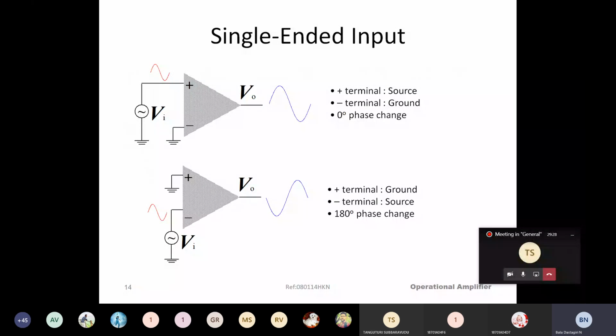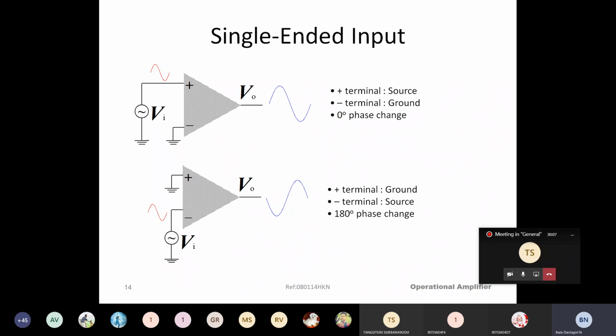Next, whatever op amp we have seen here is the single-ended input op amp. Single-ended means the output is a single terminal. There are also different configurations of op amps. Double-ended outputs also exist, where there will be two outputs, and the output is taken across the two terminals. As per our syllabus, we have to start with the single-ended input.